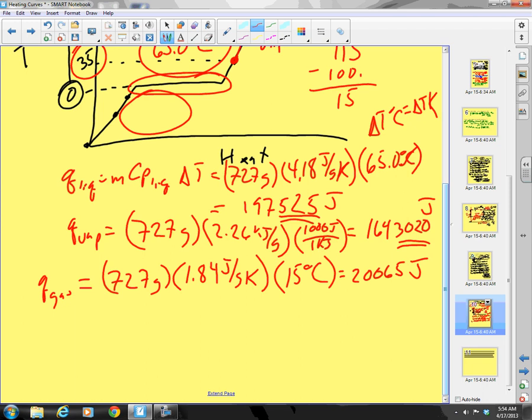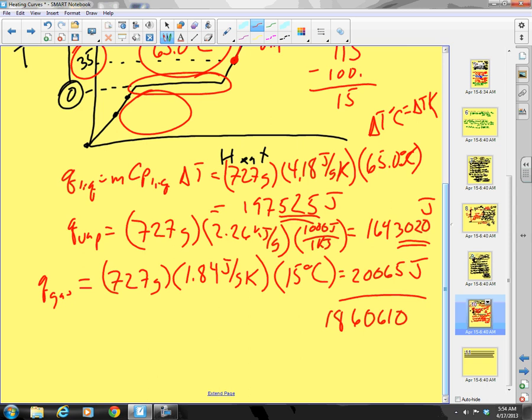20065 joules. Let's check that again. 727 times 1.84 times 15. Good. So I add these guys up. Plus 1643020 plus 197525. Okay, so I got 1860610. Let's check that again to make sure I did this right.